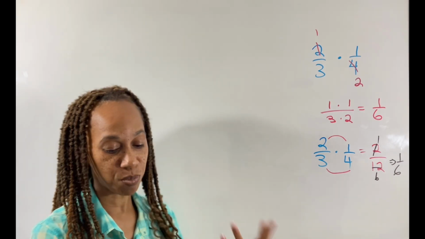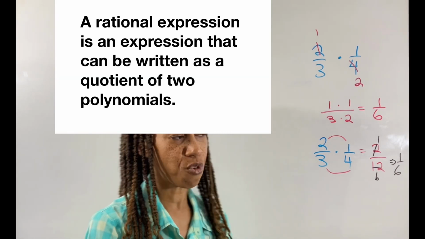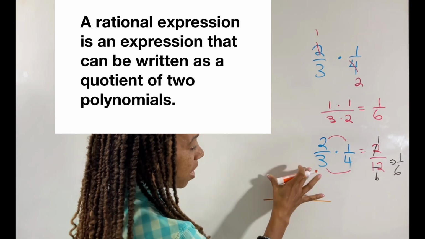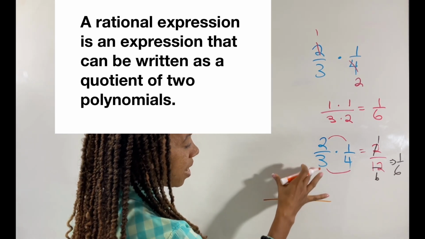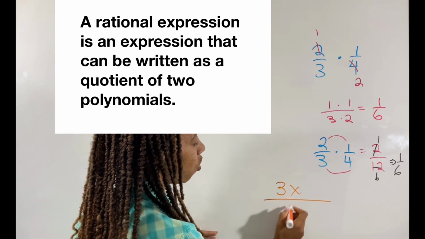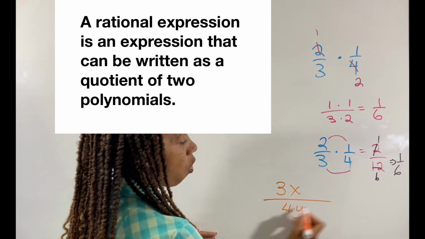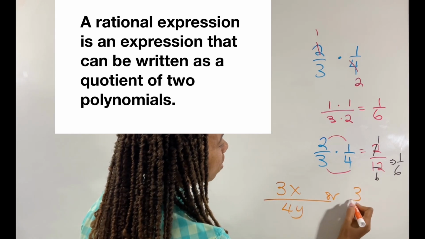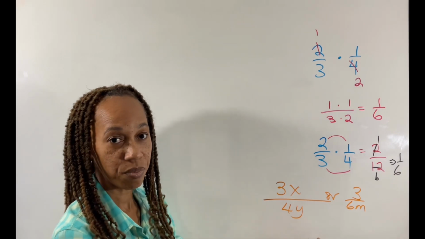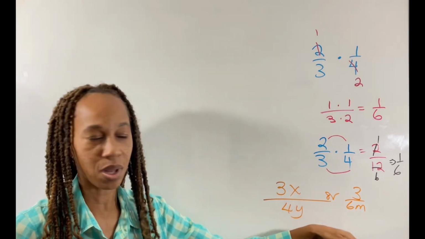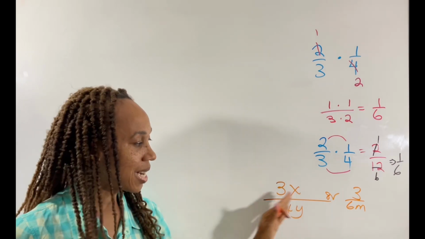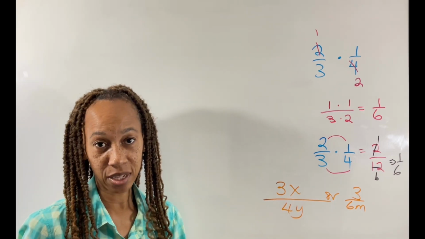So a rational expression, as I told you before, could be written with a number in the numerator and a number in the denominator with an expression. You can have 3x over 4y, or you could have 3 over 6m. It doesn't matter. It could even be something like 1 over 2x. That is an example of a rational expression.